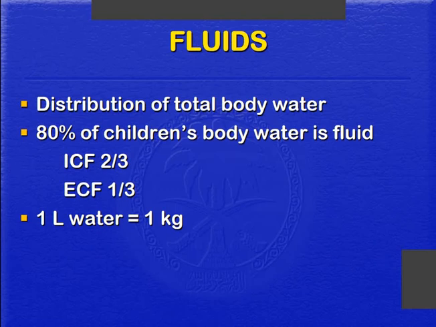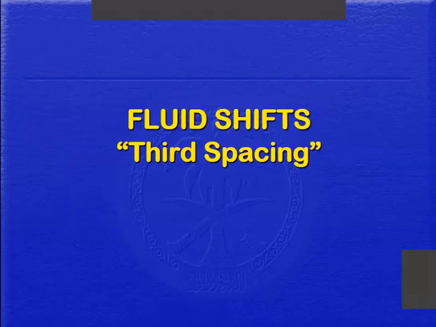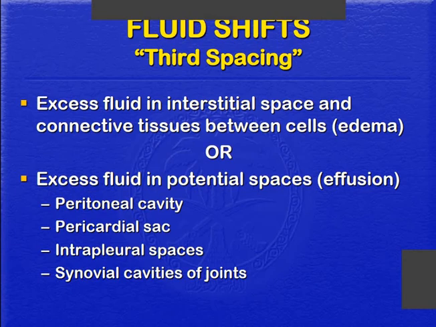If we talk generally, when a child gains 1 liter of water, he gains around 1 kilo. So basically, the same amount of fluid that he gains is going to be translated into weight. The other part of the fluid that could stay in the body is the third spacing, or what we call fluid shifts, when the fluid is accumulated in an abnormal position. And this could be in the peritoneal cavity, in the pericardial sac, the intrapleural space, or at the joints.